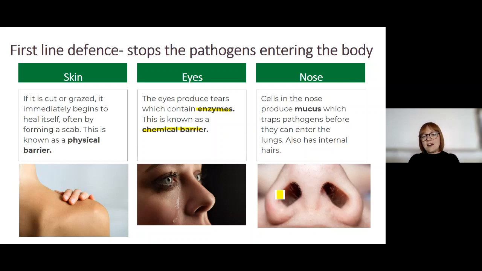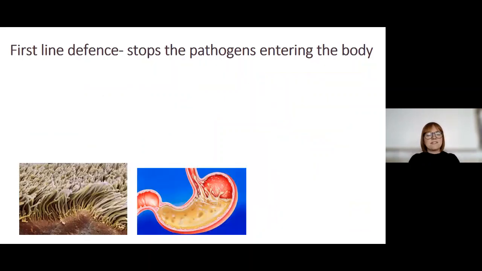Now, the mucus itself is there to trap pathogens. And if we think about Year 10, when we looked at the respiratory system, we have tiny hairs that we're going to look at in a moment that also do the same job. So the mucus itself tries to trap any microbes or microorganisms that get inside our nose. Sticking with our first line defense then, some other ways.